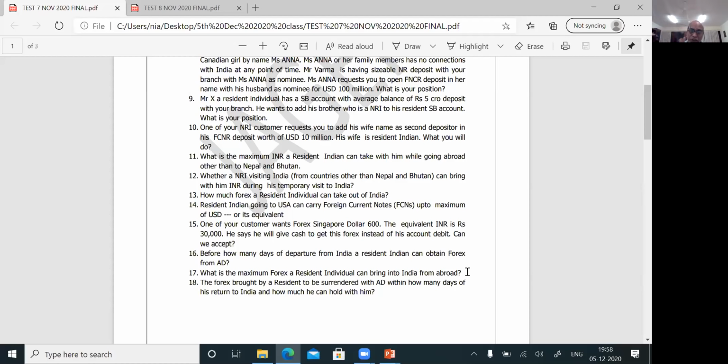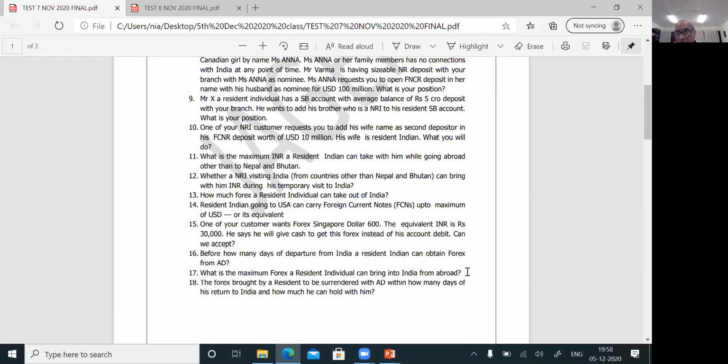Then the next question is about going abroad. Let us assume you are going abroad to meet your friend or your son there. When coming back from abroad, how much Indian rupee can you bring, 25,000 rupees? How much forex can you bring when you return from abroad? That is a question. Question number 17 is, what is the maximum forex a resident individual can bring into India from abroad?